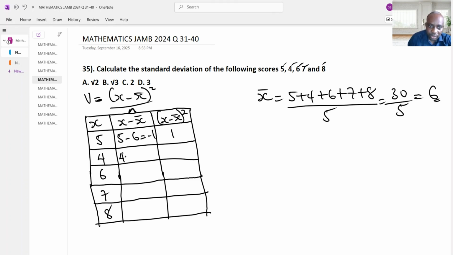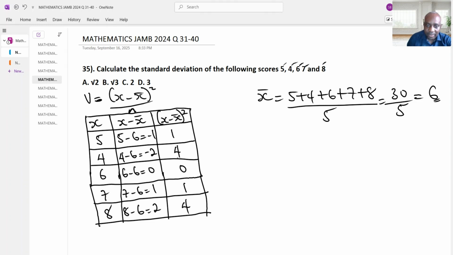Now the next one is 4 minus 6. What is it going to give us? Minus 2. Minus 2 times minus 2 is going to give us positive 4. 6 minus 6 is going to give us what? 0. 0 times 0 is 0. 7 minus 6 is going to give us 1. 1 times 1 is 1. 8 minus 6 is going to give us 2. 2 times 2 is going to give us 4.